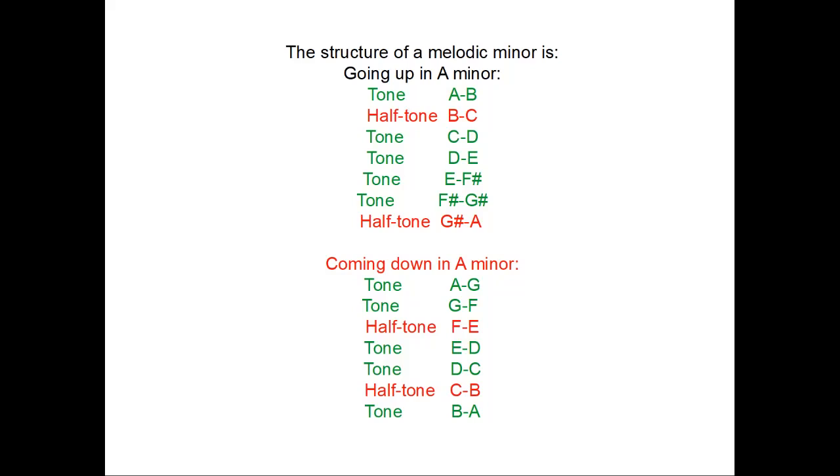Coming down in A minor, we go from A to G, and that's a tone. G to F is a tone. F to E is a half tone, which we didn't have on the way up. E to D is a tone. D to C is a tone. C to B is a half tone. That remains the same up and down, that half tone. And finally, B to A is a tone.